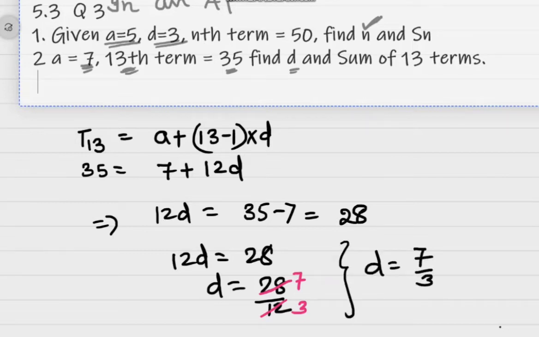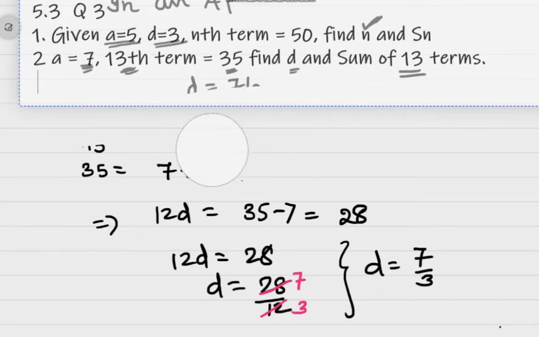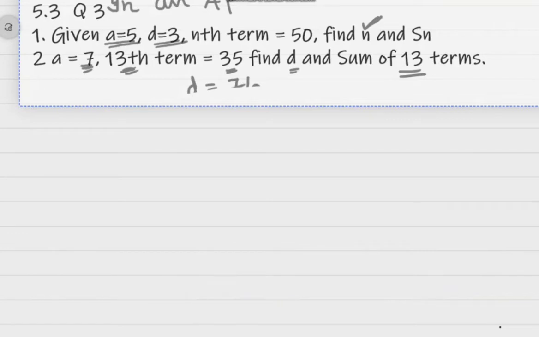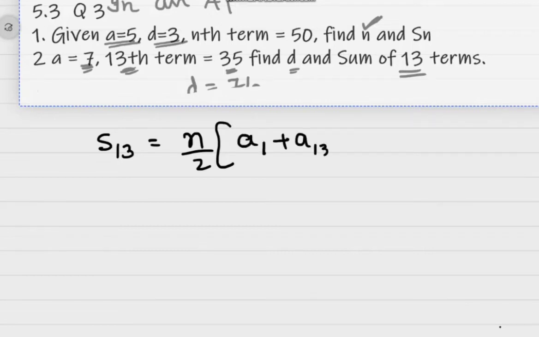Now see, what you got, d is equal to 7 by 3. And what you have to find out now? You have to find the sum of 13 terms. Okay, the sum of 13 terms. So let us find S13 now. What is S13? What formula will you use here? Because you have got the 13th term, you can say that S13 will be equal to n by 2 into (a1, that is the first term, plus a13, that is the 13th term).